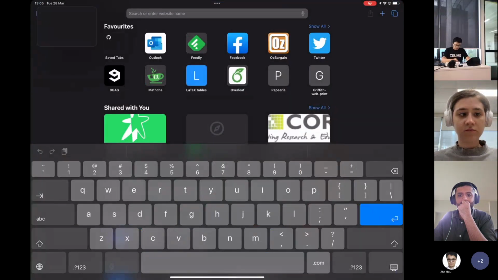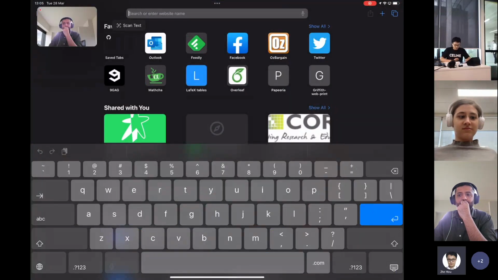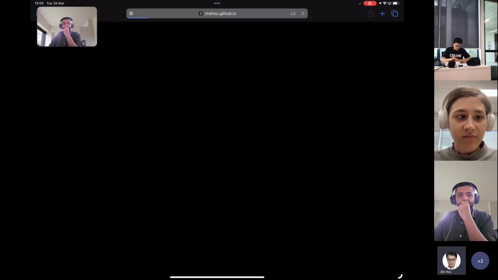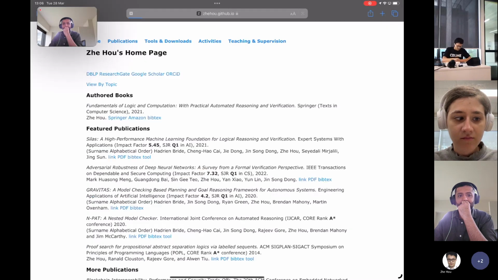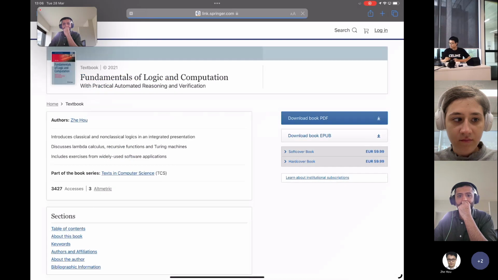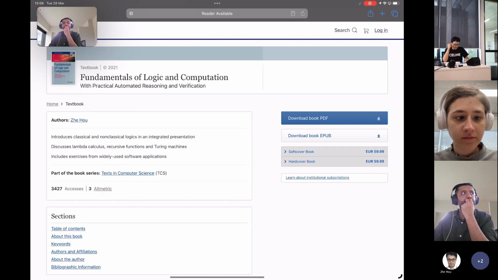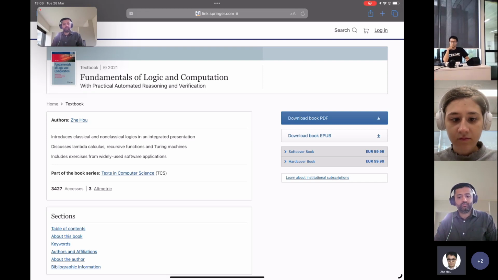Okay. So, mute this one as well. So what we're reading is this textbook here. It's called Fundamentals of Logic and Computation with Practical Automatic Reasoning and Verification.